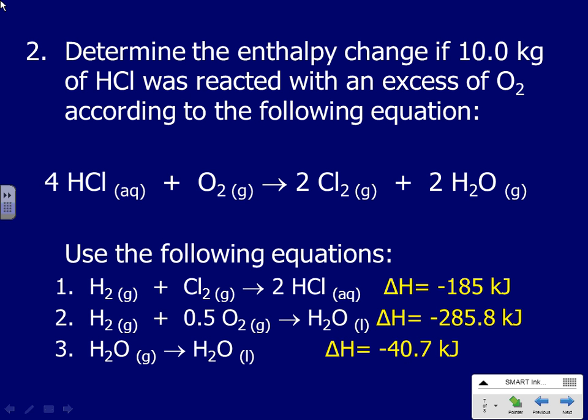Notice in this one, it's asking for 10 kilograms. Well, that means we just have an add-on question at the end to convert our kilojoules for the reaction into kilojoules for 10 kilograms of the reaction. So there's just a little add-on kind of calculation. First, though, we've got to figure out what the energy is for just this reaction itself. We'll worry about the 10 kilograms when we get that Hess's Law problem done.